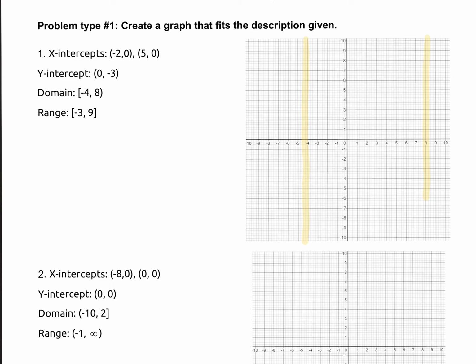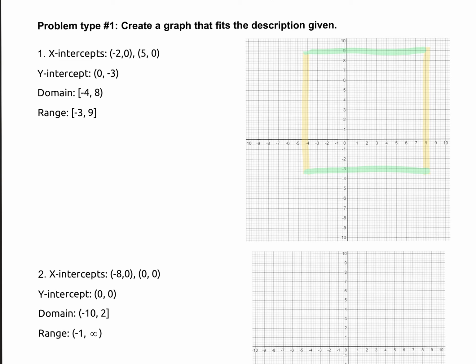Now, it must include -4 as an x value, but it's not going to include 8 as an x value. And then our y coordinates go from -3 to 9. So our smallest y coordinate is going to be -3, and our largest y coordinate will be 9. And it will include both of those. So I have to create a function that lives inside this box. So I can get rid of all of this, saying, okay, it's just going to stay in this little area here.